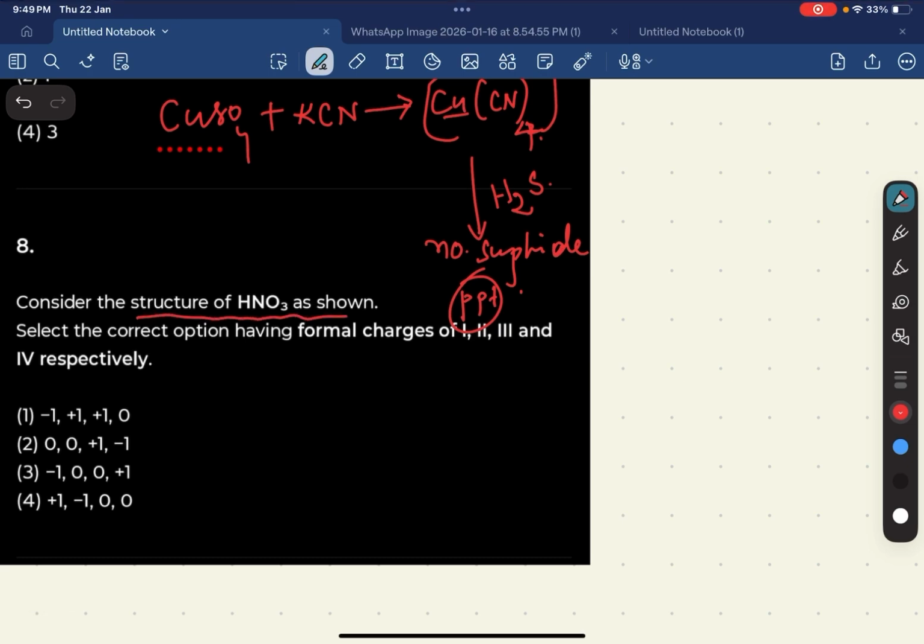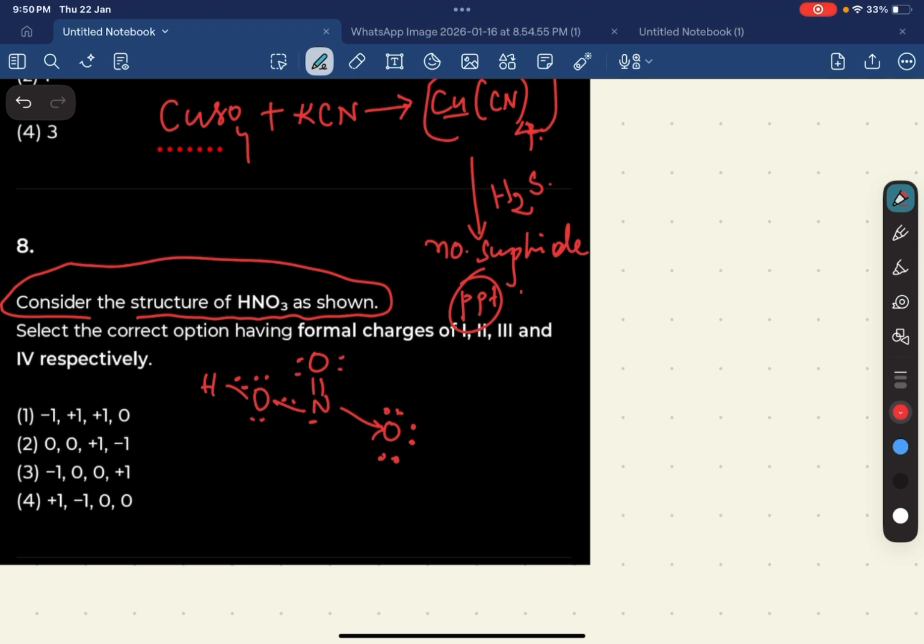Consider the structure of HNO3 as shown here. Select the correct option having the formal charge of the compound. So the compound is like this, with double bonds to O and O. So this is HNO3. This is a coordinate covalent bond. So a total of 6 electrons, and there will be no electrons over this, and there are bond pairs, and these are lone pairs. Wherever oxygen is with a double bond, you do not need to calculate the formal charge again, you can directly write 0.